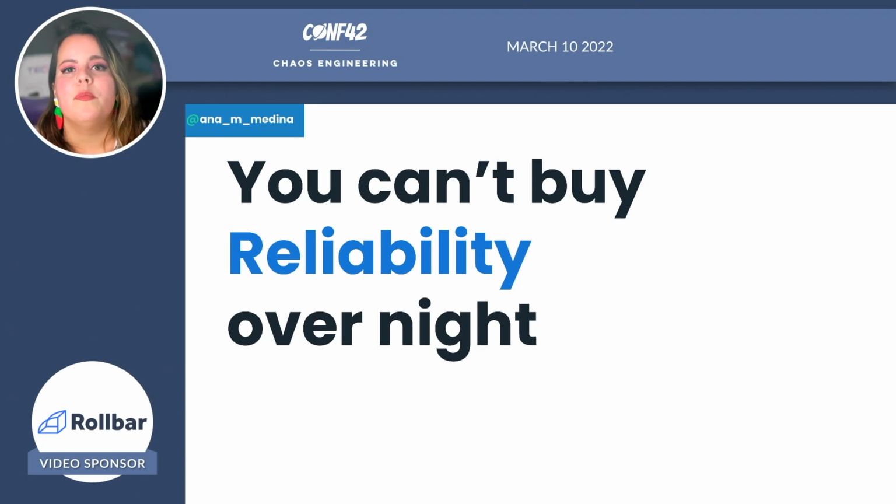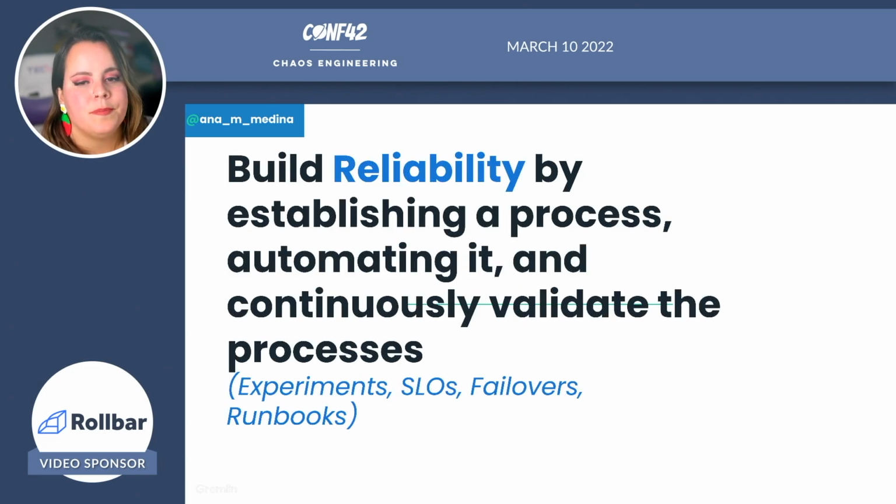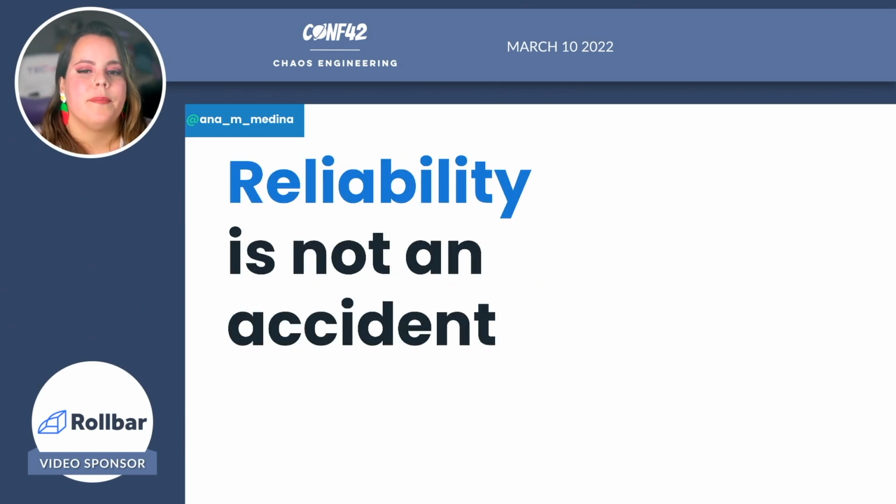You have to be able to make sure that you think of ways to make your team, your systems more robust, more reliable. And the way to do that is by establishing processes, automating them, and continuously validating that those processes are being run and that the proper results are being gotten. That includes things like experimentation, those service level objectives, making sure that you're doing game days, that you're doing failovers, that you're executing those runbooks so that they don't become stale for those days that really matter.